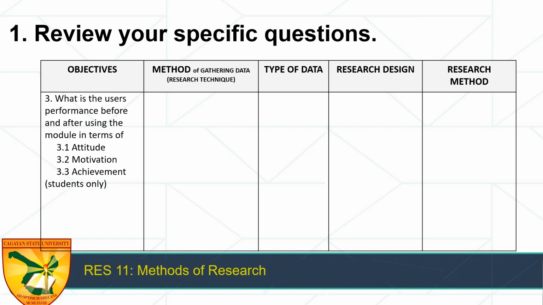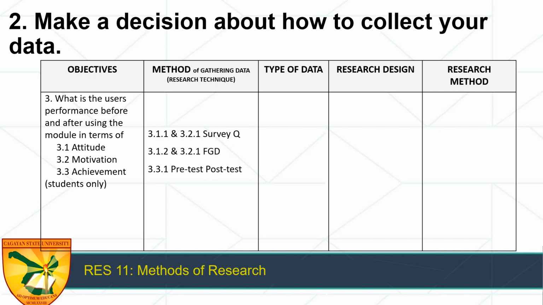So first, review your specific questions. For example, I have here: what is the user's performance before and after using the modules in terms of attitude, motivation, and achievement? To answer these questions, you need to make a decision about how to collect your data. The time of data collection and analysis is something you want to consider. An observation or interview method, the so-called qualitative approach, helps you collect richer information, but it takes time. Using a survey helps you collect more data quickly, yet it may lack details.